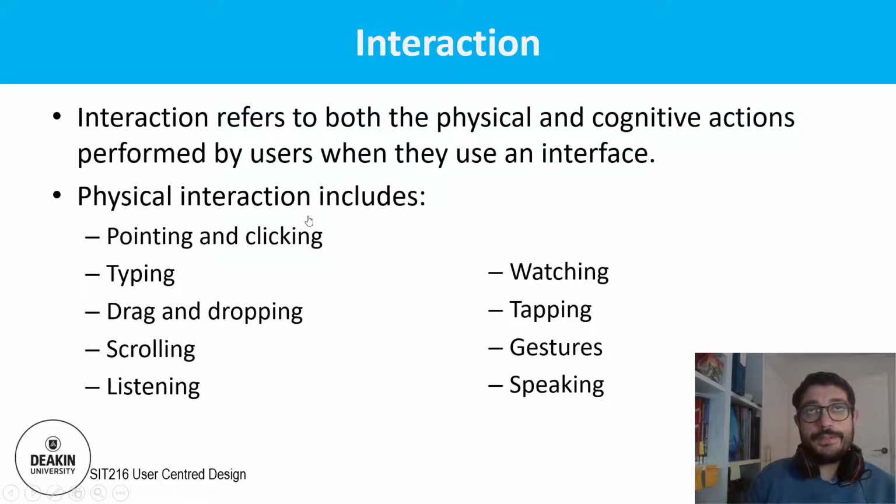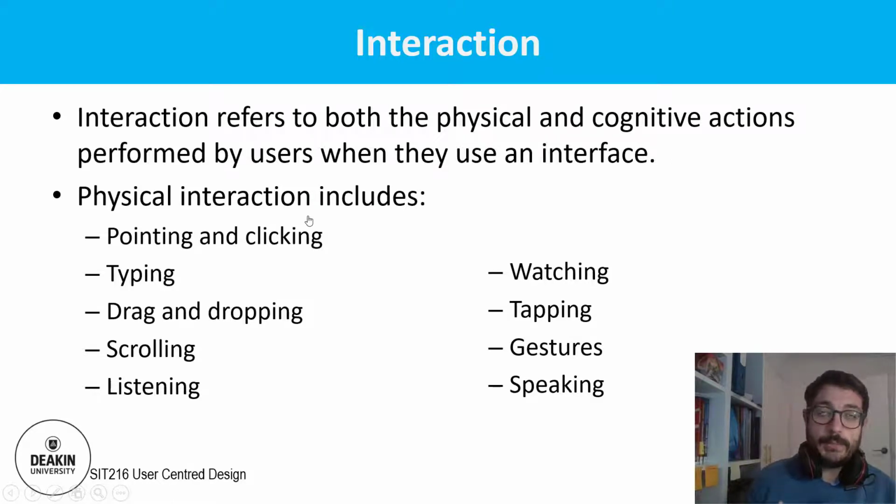Interaction refers to both the physical and the cognitive actions performed by users when they use an interface. So we have the pointing and clicking, we have the typing, we have the drag and dropping, we have the scrolling, we have the listening, we have the watching, tapping, gestures, speaking. Now, all of these have evolved through the years, and they have joined up with the interfaces. So things that did not exist 10 years ago or 5 years ago are now mainstream.